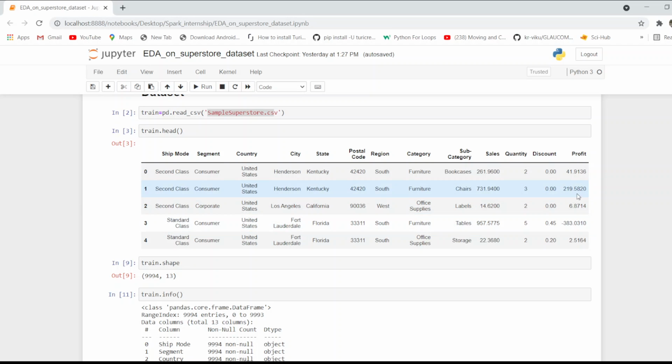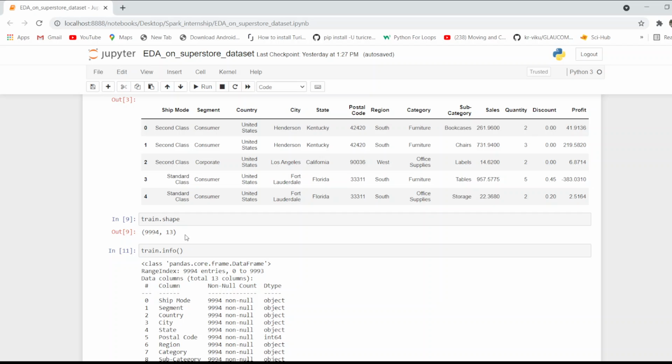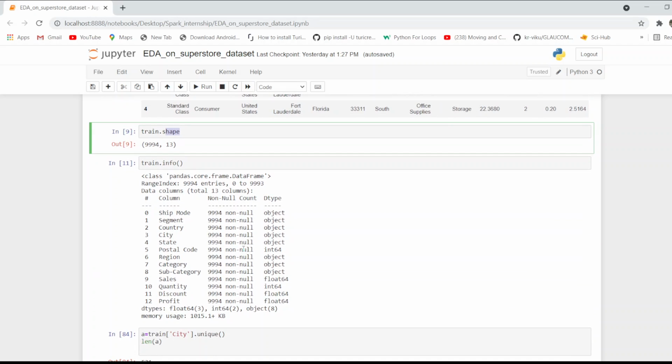Here I can see all the details and all the columns which are present in that CSV file. Then I have seen the shape of this CSV file. I can see there are 9994 rows and 13 columns present in it. Then I have tried to find out some basic information about the dataset. Most of the columns are object type, only one of them is integer type, and the others are float type.